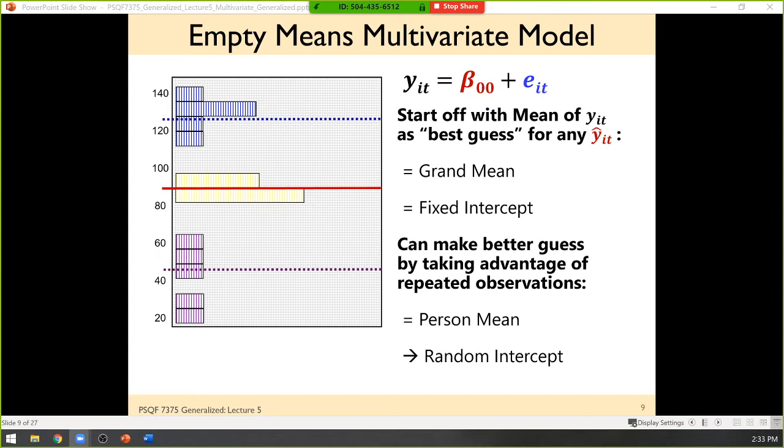I've said fixed effects throughout the semester, not because I needed to, but because of habit. Because there's another kind of effect out there, and that's a random effect, and that's what you're going to meet today.